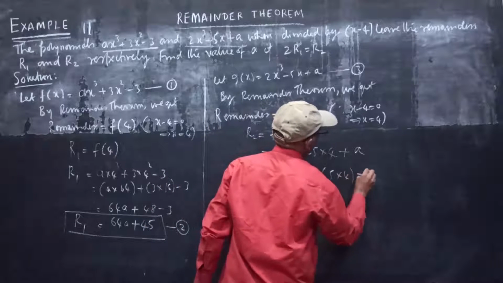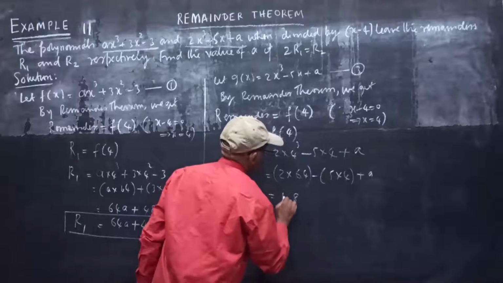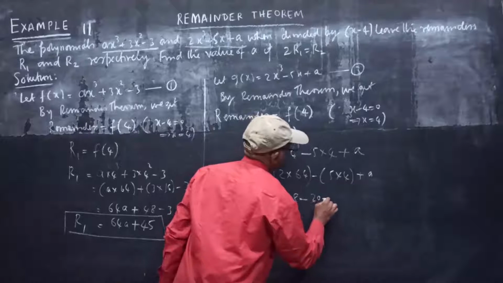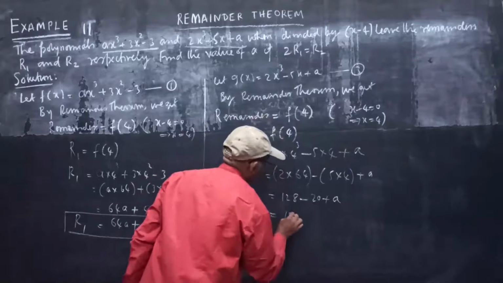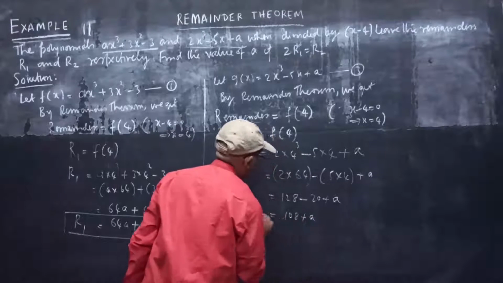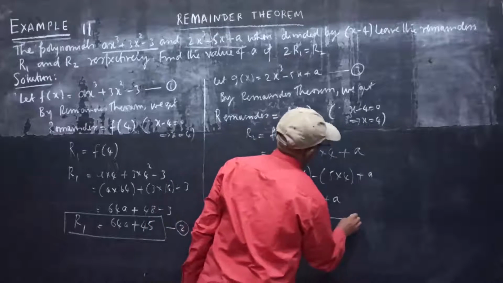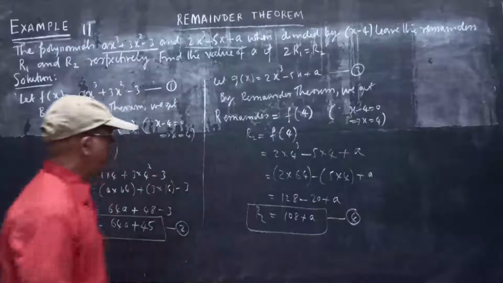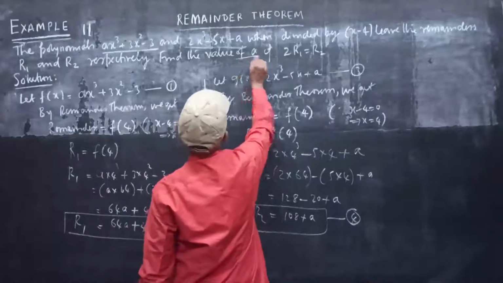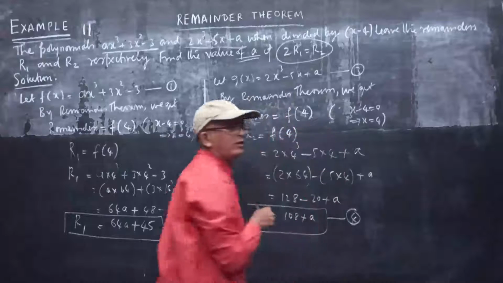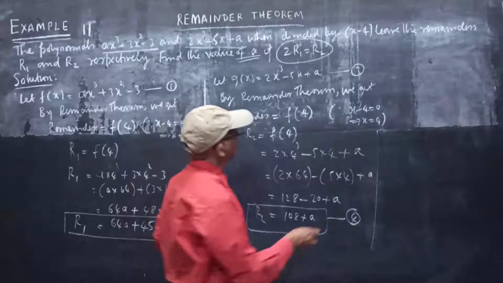Into 4 plus a, this is equal to 128 minus 20 plus a, so you will get 108 plus a. This is your R2, so call it result number 4. Now separately we got R1 and R2, but he has given to find the value of a if this condition is given. So now we shall take that given condition.